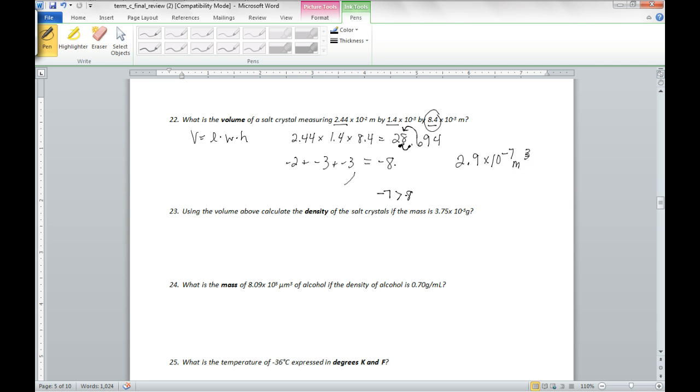Next one is using the volume above, calculate the density. Remember, density equals mass over volume. So we have 3.75 times 10 to the negative 5th grams over 2.9 times 10 to the negative 7th meters cubed is equal to density. So we can divide those two.